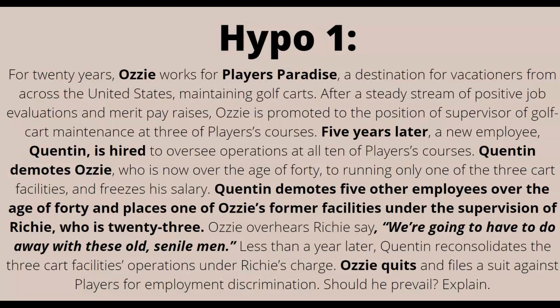Okay, so once we qualify all those pieces of whether or not the statute applies, now we have to say, okay, what happened? What's the adverse employment action that took place? Well, Quentin demoted Ozzy. And then what did he do? He froze his salary. I didn't even get to highlight that one, but he froze his salary. And then what else did Quentin do? Quentin demotes 5 other employees who are over the age of 40. Okay, so now we're starting to look at, I guess what you could consider, evidence to support the claim that Ozzy was discriminated against.